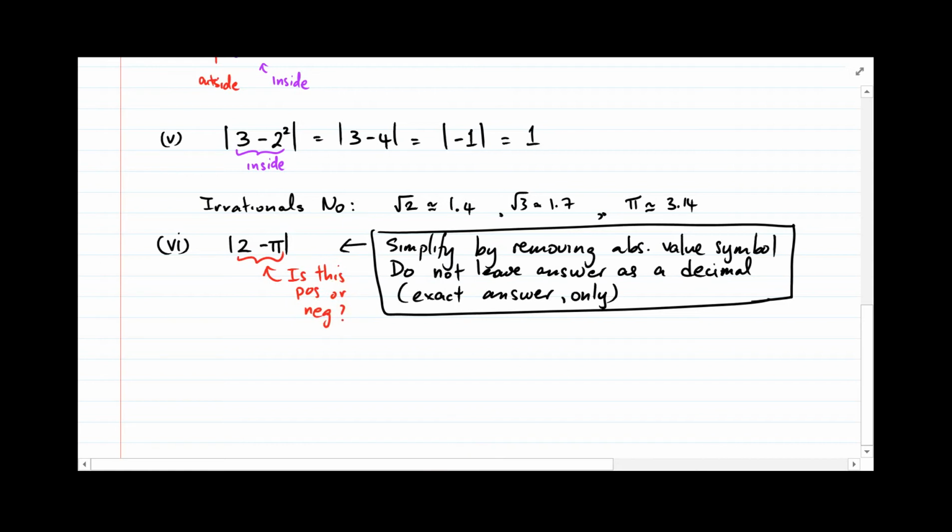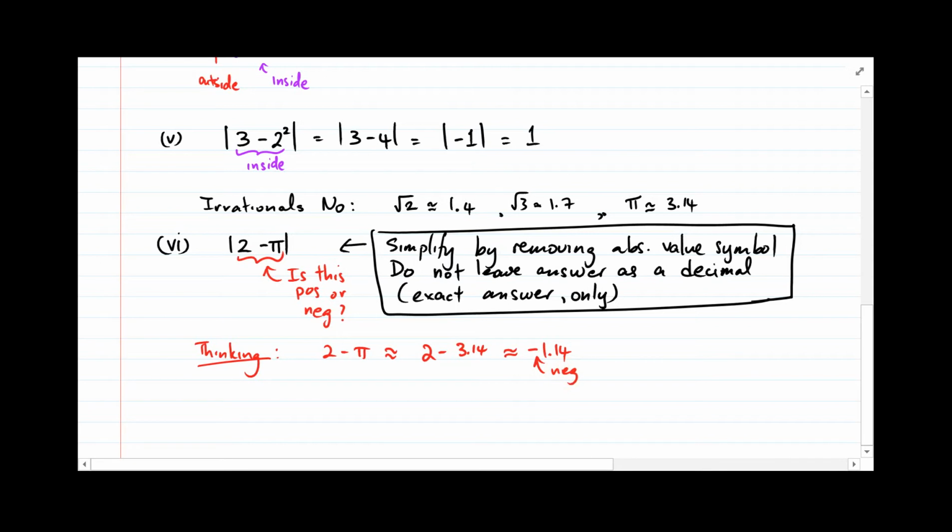All right, so let's show our thinking here. If we look at 2 minus pi as an approximation, it's 2 minus 3.14. So I would end up with something negative, 1.14. You didn't have to evaluate that. All I'm interested in is whether this is positive or negative.